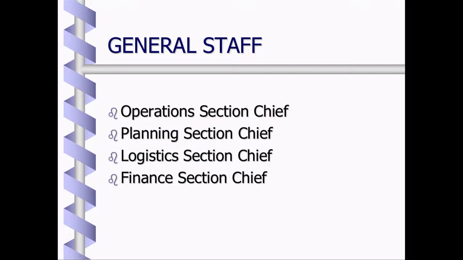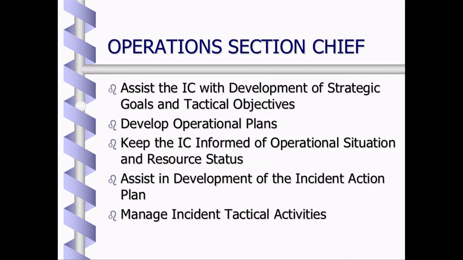So let's talk about general staff. So we have operations, planning, logistics, and finance. Operations, they're there to assist the IC with developing his strategic goals and his tactics or objectives on how he's going to get things done. They're helping with that plan. Operations then develops an operational plan. How are we operationally going to make this happen and do what the IC wants?